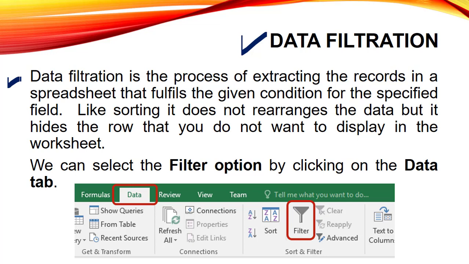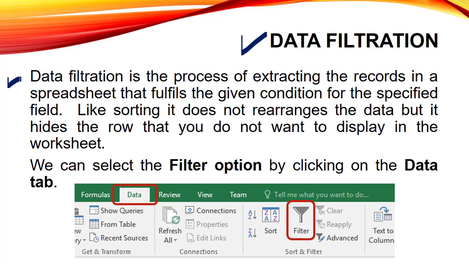If we do the same task by using data sorting, then data sorting will not help you fetch any separate table for that. Data sorting will only rearrange the data. It will not hide the unnecessary records. Whereas data filtration will help you hide the unnecessary records which are not required in the table.